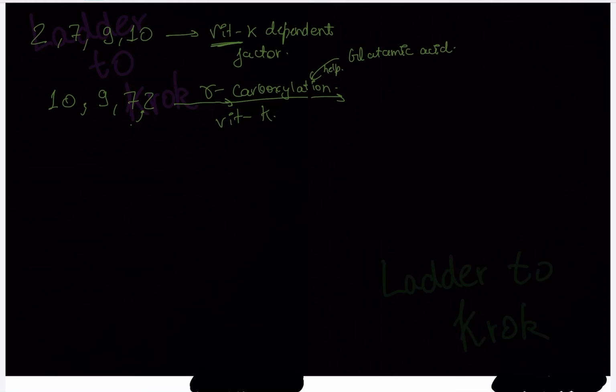Okay, now what do they do? They form calcium to calcium bonds. They help to join this calcium to calcium. Okay, calcium binds and forms a blood clot. So these help calcium come close and form a bond, and help in clot formation.